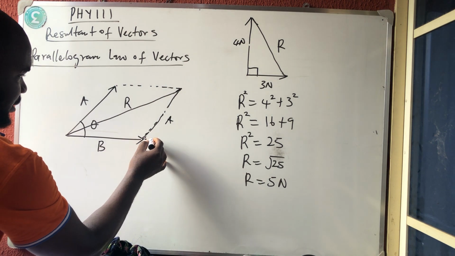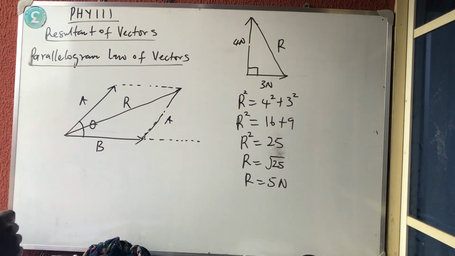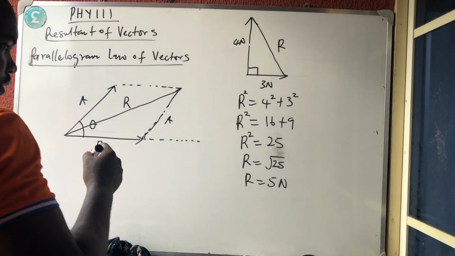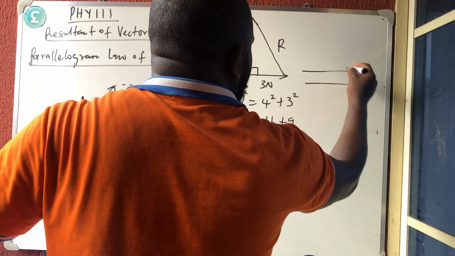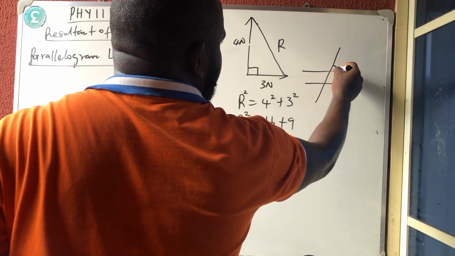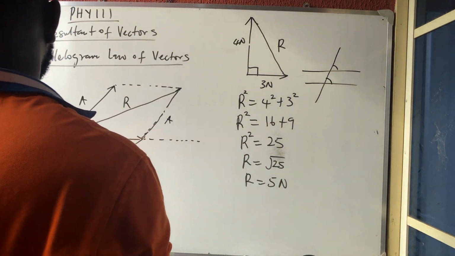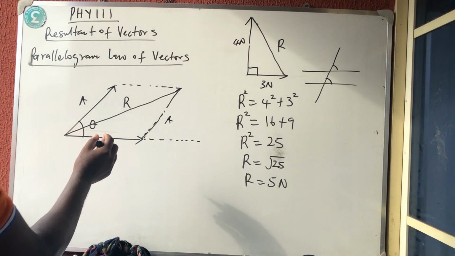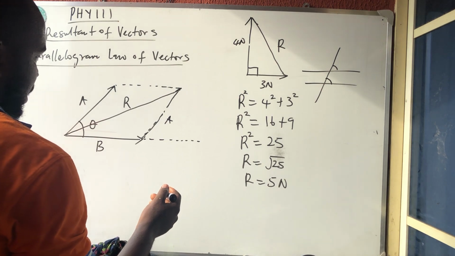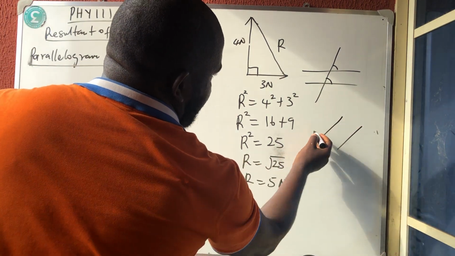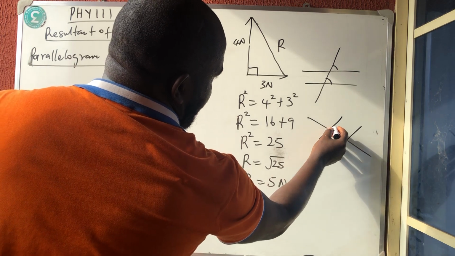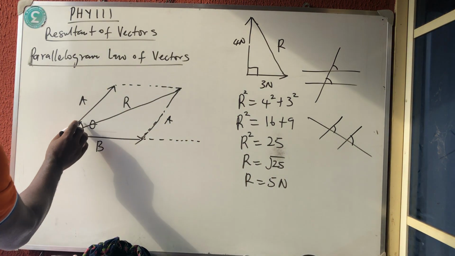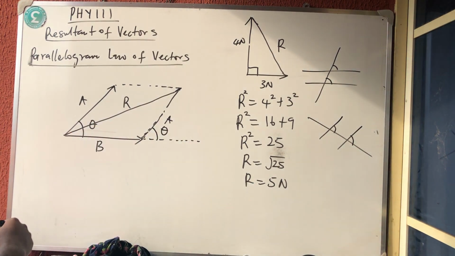Now if I decide to extend this like this, there is something called adjacent angle. I think that's what it's called. If you have two lines like this and another one moving this way, the angle here must be equal to the angle here. So this angle, which is theta, must be equal to this one, which is theta. Are you getting it now?